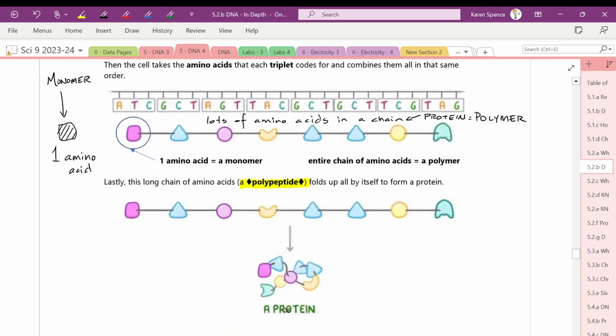Now I did, at the bottom of the page here, want to make a little chart. And we're going to have monomer on one side and polymer on the other side.